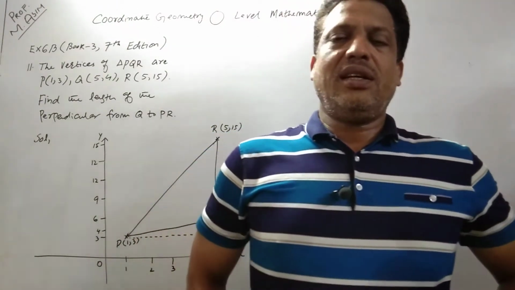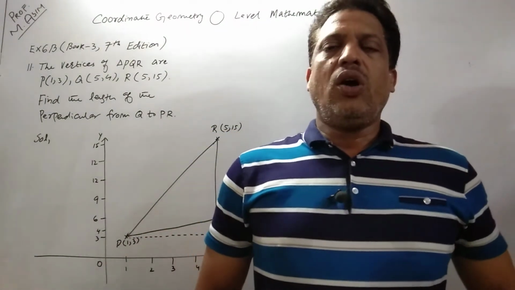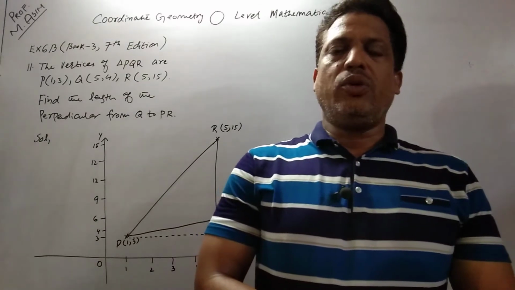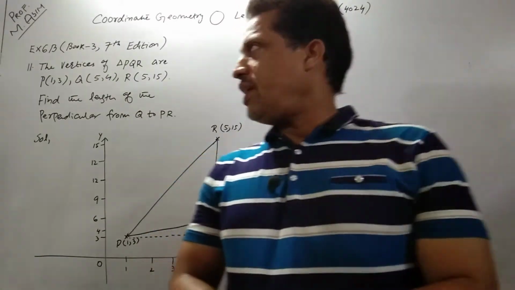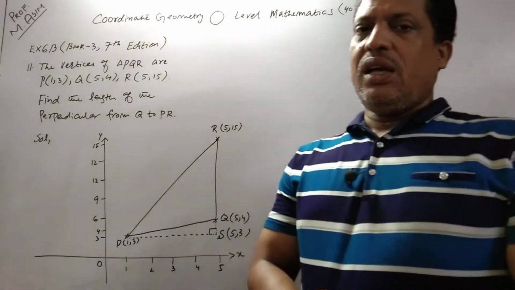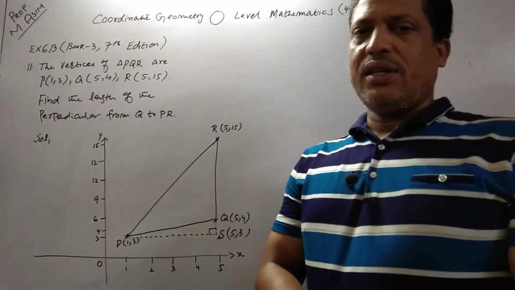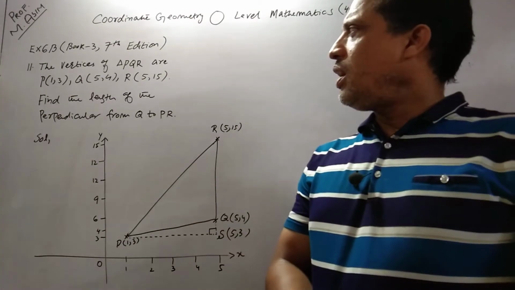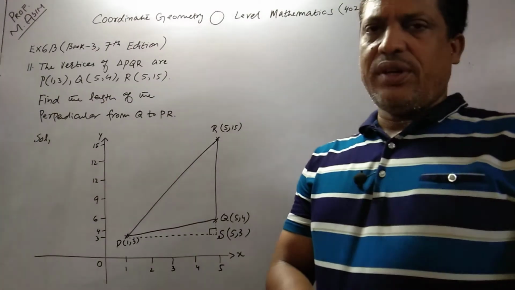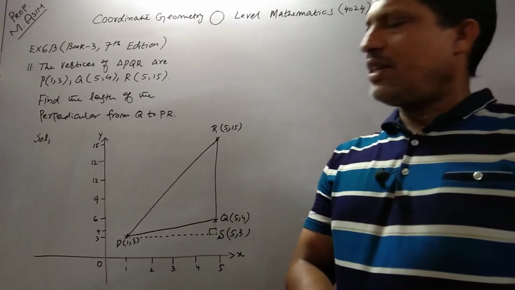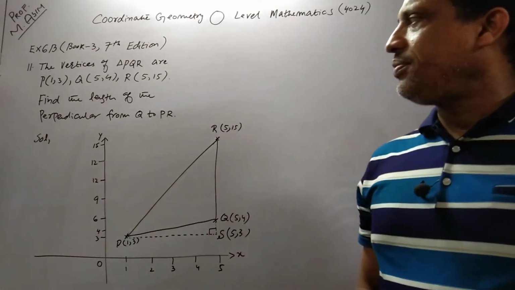In the last lecture, we did question number 7 of exercise 6B, book 37 edition. Still one question is left from this exercise, and this question is related to advanced level. It is the last question of exercise 6B, so we have to finish exercise 6B today after doing this question.